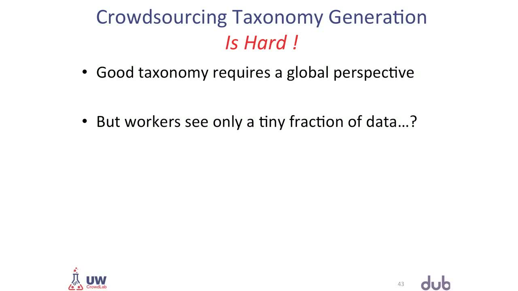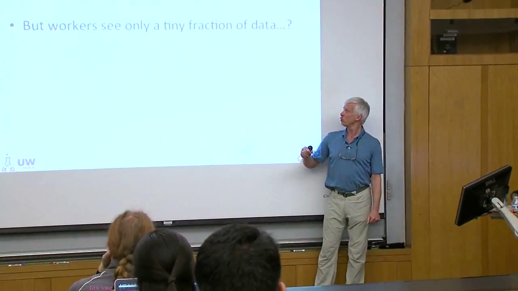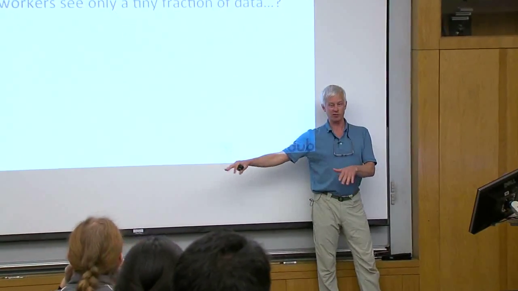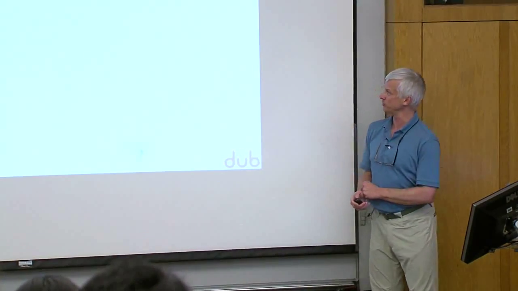So how could we crowdsource the problem of taxonomy generation? Well, it's actually really, really hard, right? Because a good taxonomy requires a global understanding of all of the data, and yet we want to have the workers maybe only see one or two pieces of data. So how can you possibly do it?